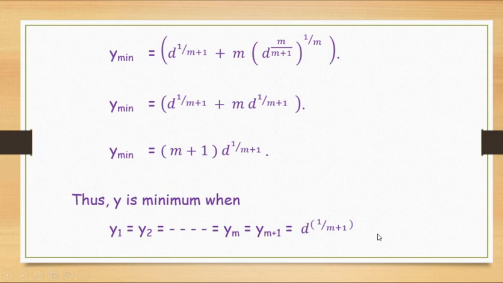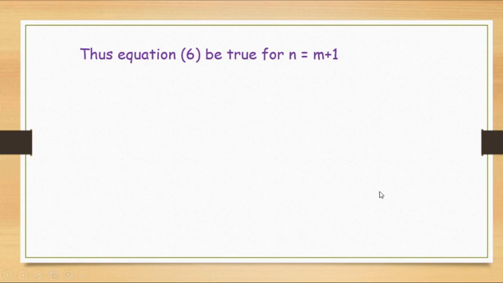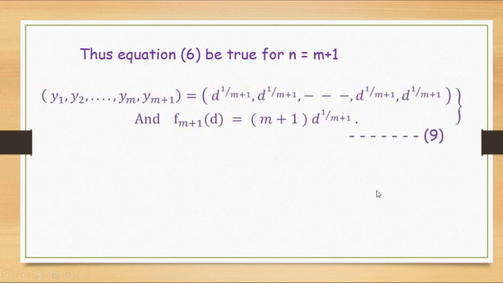It means all the parts will be equal and each will have a value d raised to 1 upon (m plus 1). Thus equation 6 is true for n is equal to m plus 1. That is y1, y2, y3, up to y(m plus 1) is equal to d raised to 1 upon (m plus 1). That means all these m plus 1 parts each will have a value of d raised to 1 upon (m plus 1). And therefore the return function f(m plus 1) of d is equal to (m plus 1) times d raised to 1 upon (m plus 1). Equation number 9.